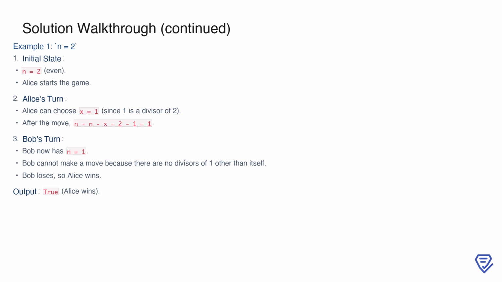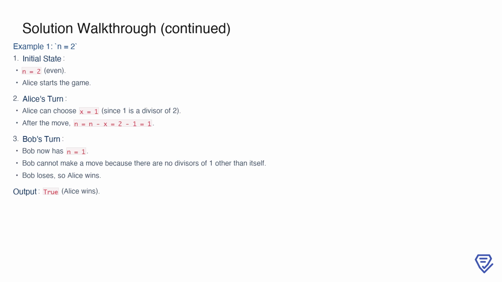Let's explore this with an example where n equals 2. Since n is even, Alice starts the game. On her turn, Alice can choose x equals 1, because 1 is a divisor of 2. After making her move, the value of n becomes 2 - 1 equals 1. Now it is Bob's turn, and he is left with n equals 1. However, Bob cannot make a move because the only divisor of 1 is 1 itself, which is not allowed by the rules. Since Bob cannot play, he loses the game, and Alice wins.